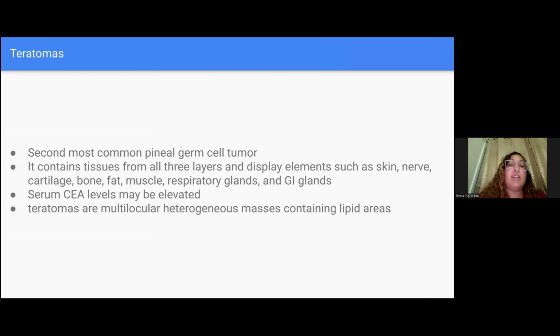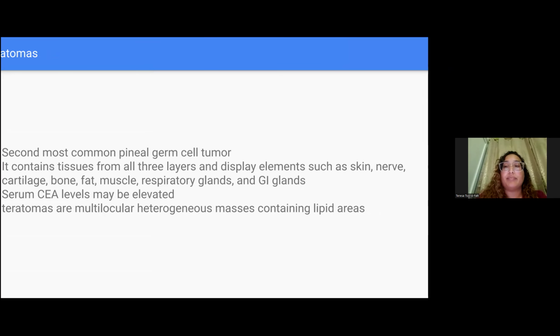Teratomas now. These are the second most common pineal germ cell tumors, and they contain tissues from all three layers. They display elements such as skin, nerve, cartilage, bone, fat, muscle, respiratory glands, and even GI glands. In these teratomas, serum CEA levels may be elevated. Teratomas are also multilocular heterogeneous masses that can contain lipid areas.